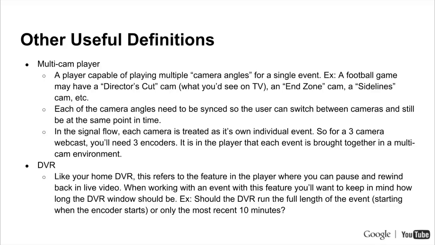DVR, just like your home DVR, refers to a feature in the player where you can pause and rewind. The CDN is going to capture the bits coming to it and record them in real time so that you can seek backwards and pause in your live event. When configuring the DVR, keep in mind how long you want that DVR window to be. Do you want it to run the full length of the event, or only to show the most recent 10 minutes of the event?